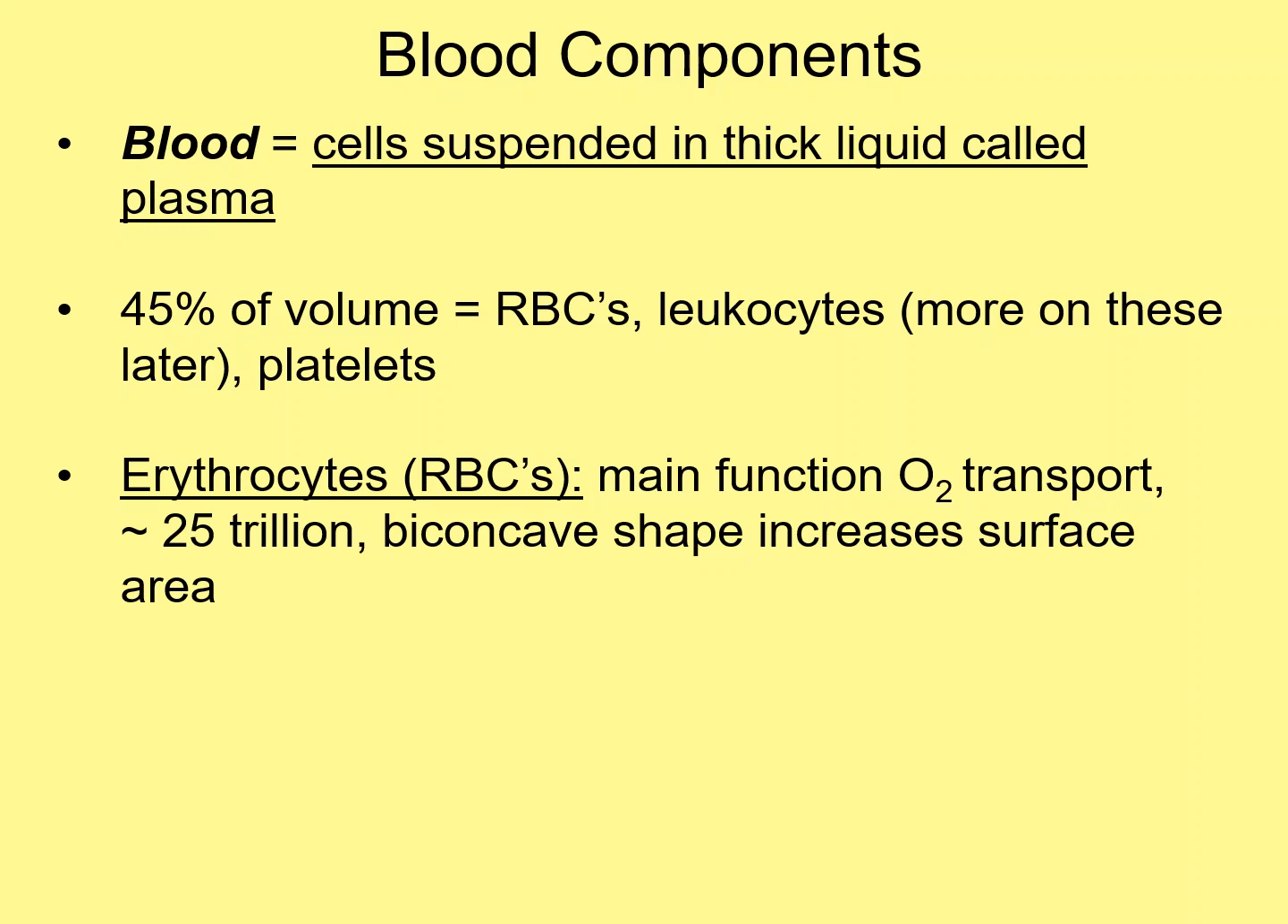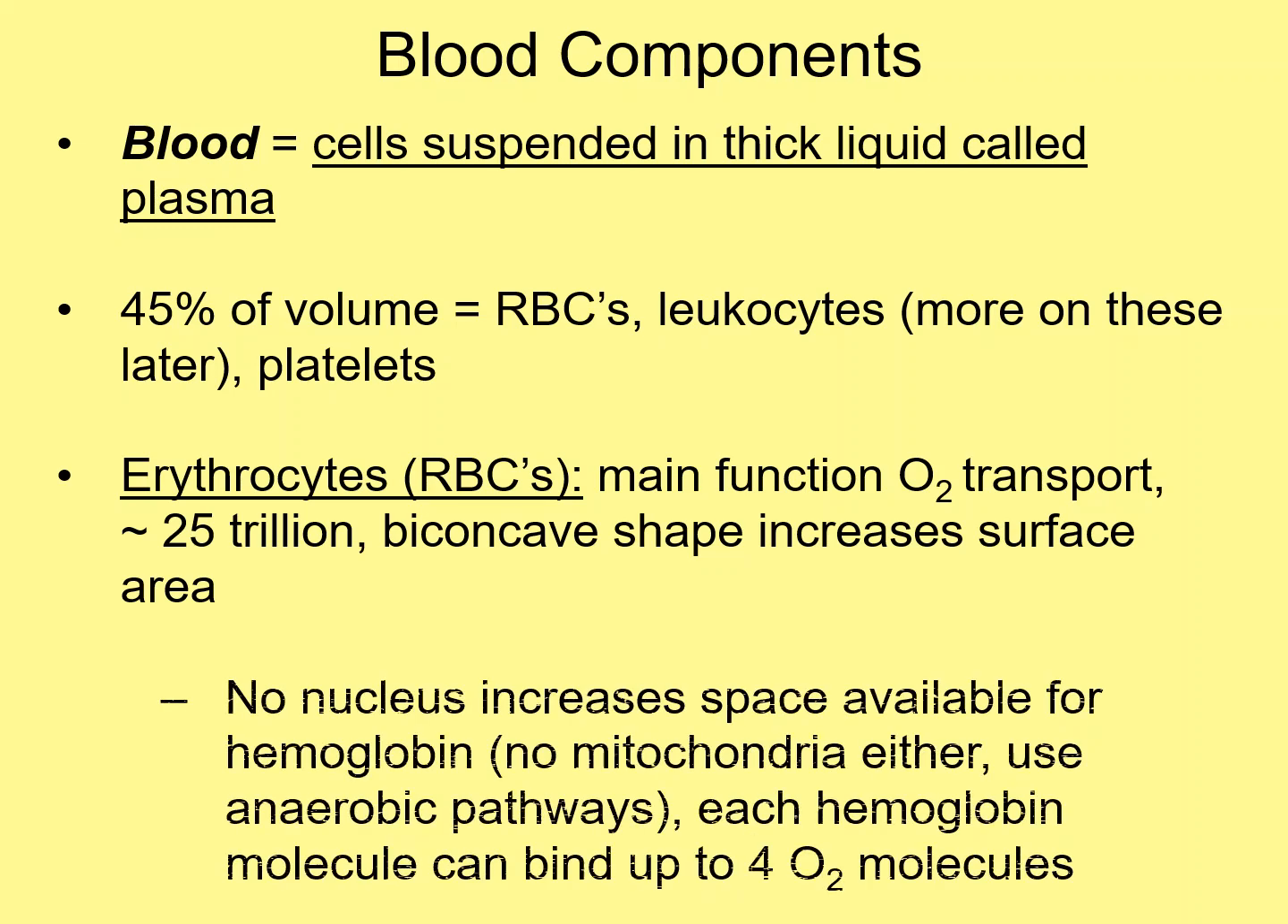But for now, let's focus on red blood cells, or erythrocytes. As I mentioned, these contain a large amount of hemoglobin. And the hemoglobin molecules are able to carry up to 4 oxygen molecules at a time. So the main function of red blood cells really is oxygen transport. Their shape increases their surface area, and as we've been talking about, form and function: where you have lots of surface area, you have lots of potential for diffusion to happen.